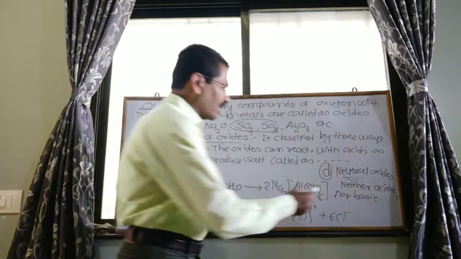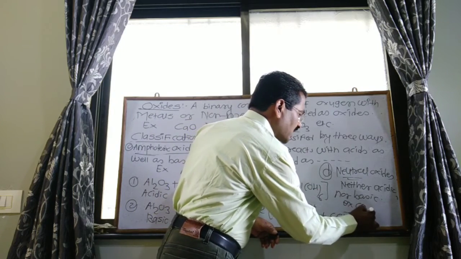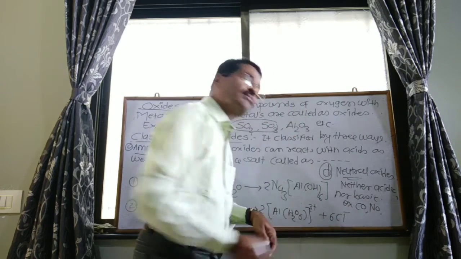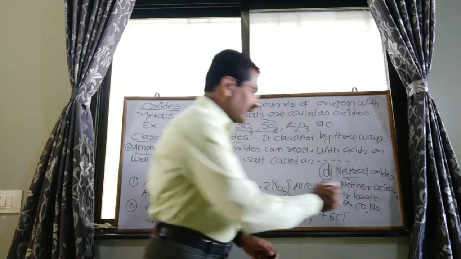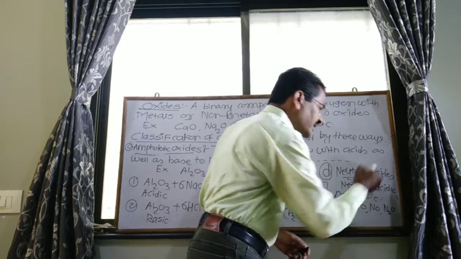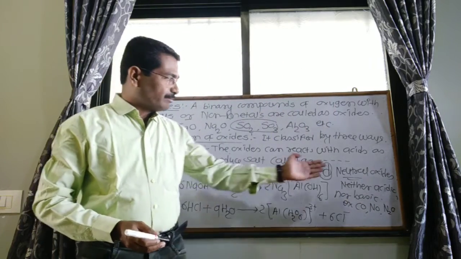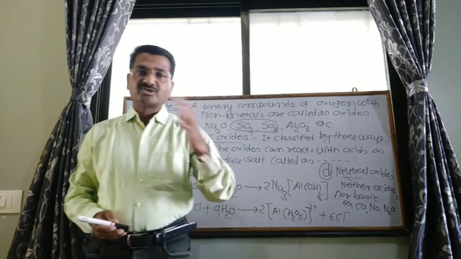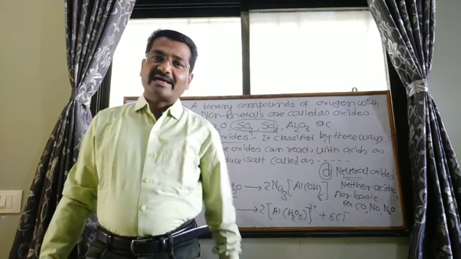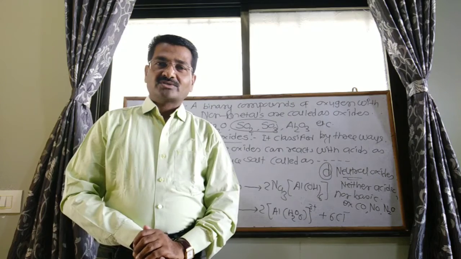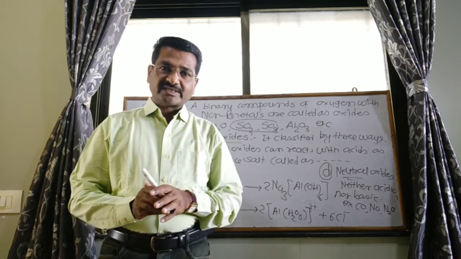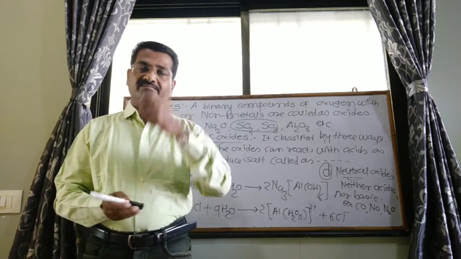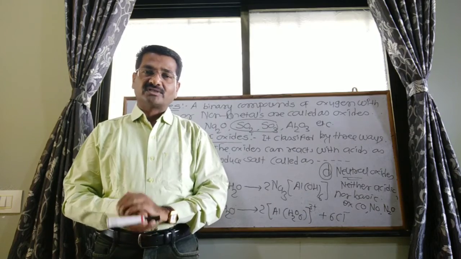For example, CO, carbon monoxide, NO, nitric oxide, N2O, etc. All these are examples of neutral oxides. It means they cannot show acidic or basic behavior. So here, oxides and their classification is given. It can be asked for 3 marks.